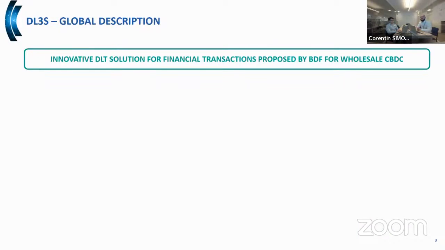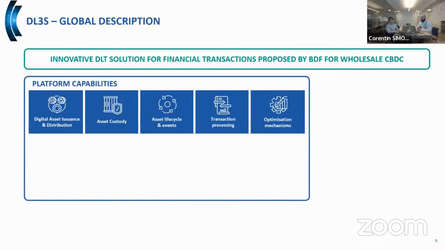So in the Venice experimentation, we used a Banque de France asset called DL3S, the digital ledger for securities settlement system. It is an innovative DLT solution for financial transactions proposed by Banque de France for wholesale CBDC. This platform has multiple capabilities. First of all is the digital asset issuance and distribution. The platform allows to create and distribute assets in a digital form, such as money with CBDC, but also securities in the form of tokens.